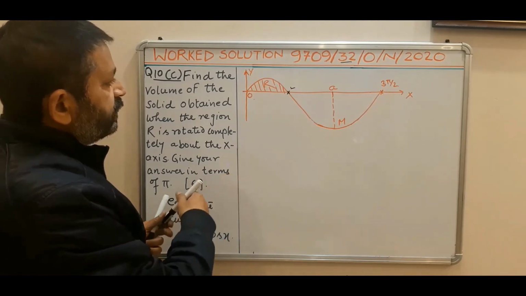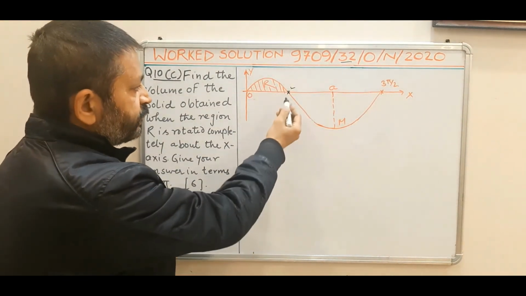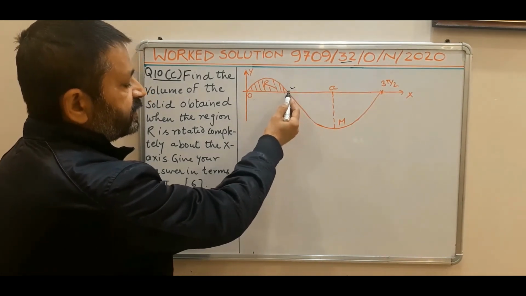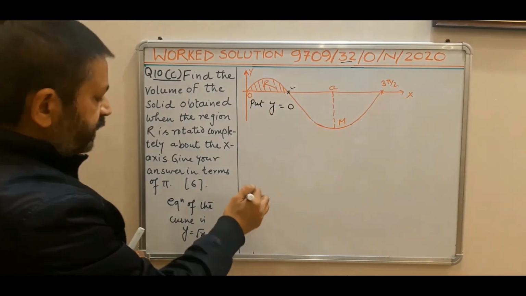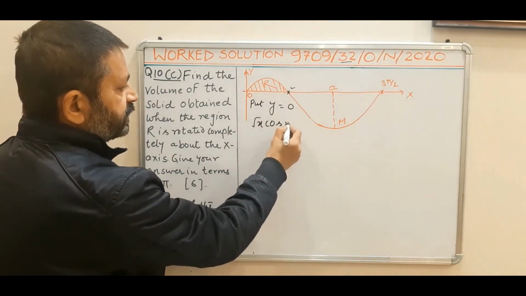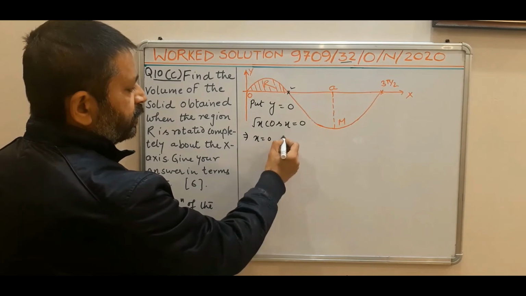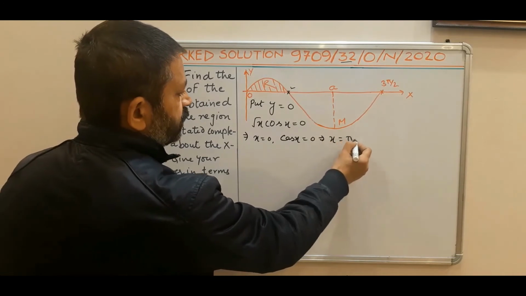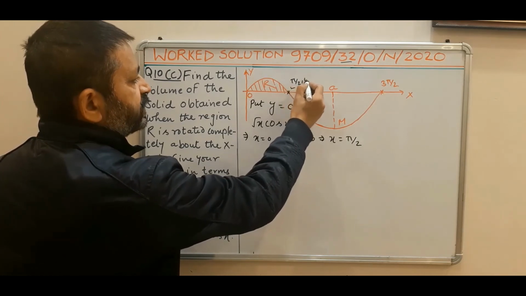So if you look at the graph, this region R is rotated about the x-axis. So first of all, we need to find the coordinates of this point. As this curve is intersecting with the x-axis at this point, we'll put y is equals to 0 for this point. Now y is under root x cos x. This curve is given. So root x cos x is equals to 0. It says x is equals to 0 or cos x is equals to 0. So cos x is equals to 0 means x will be pi by 2. So this point is pi by 2, 0.